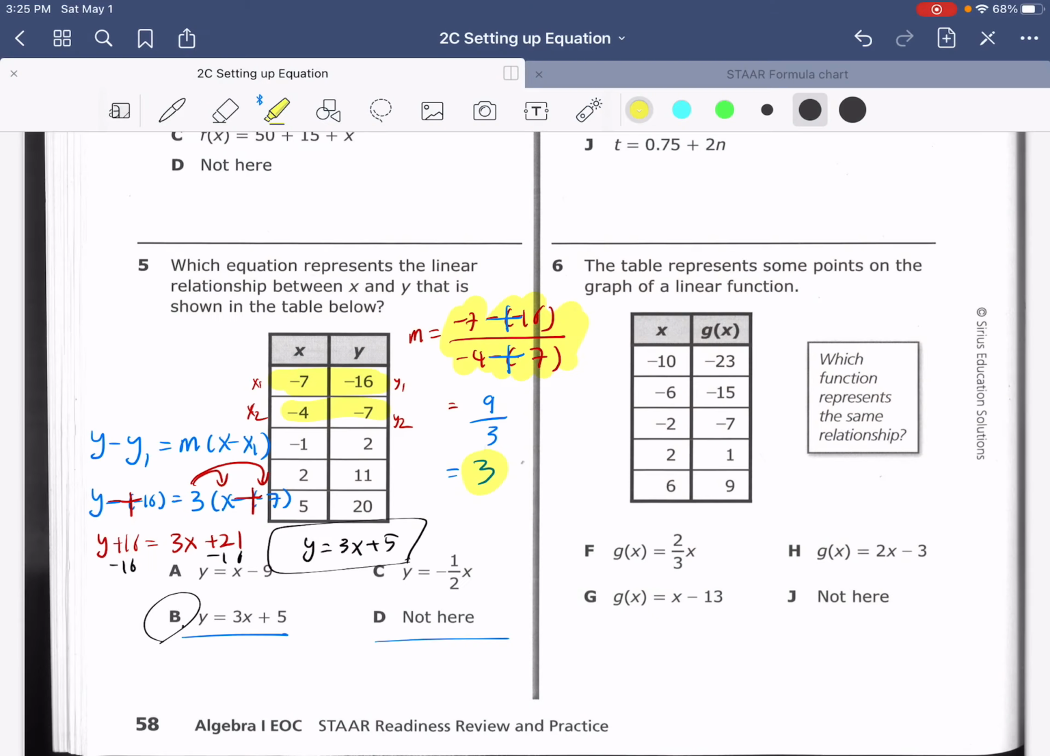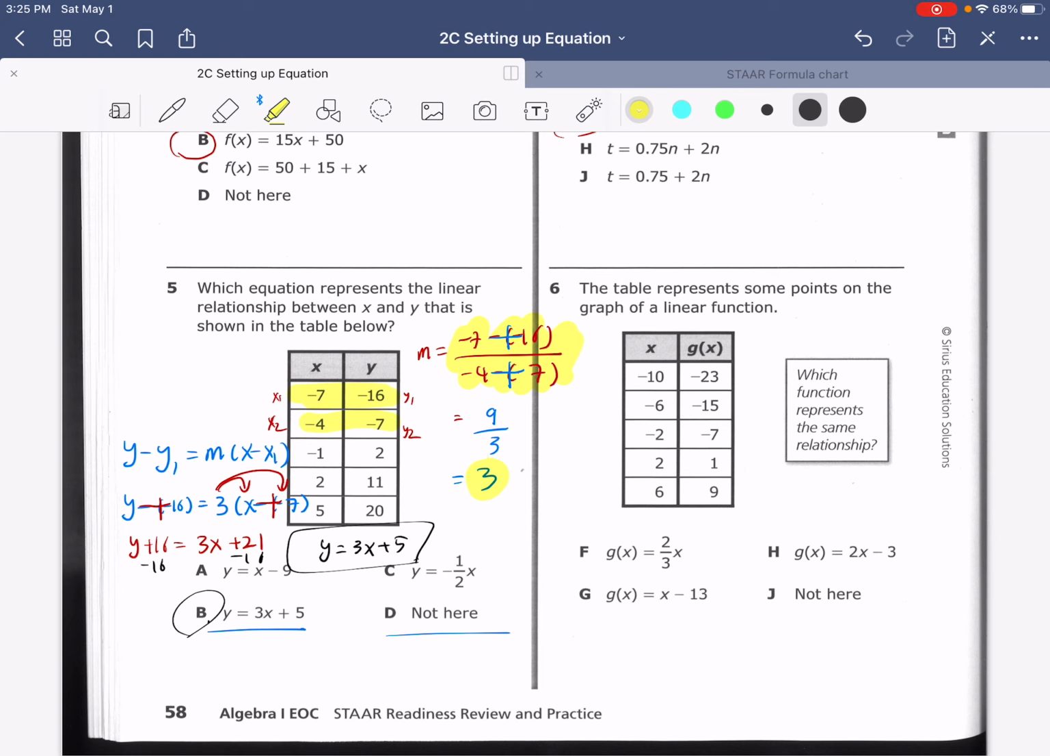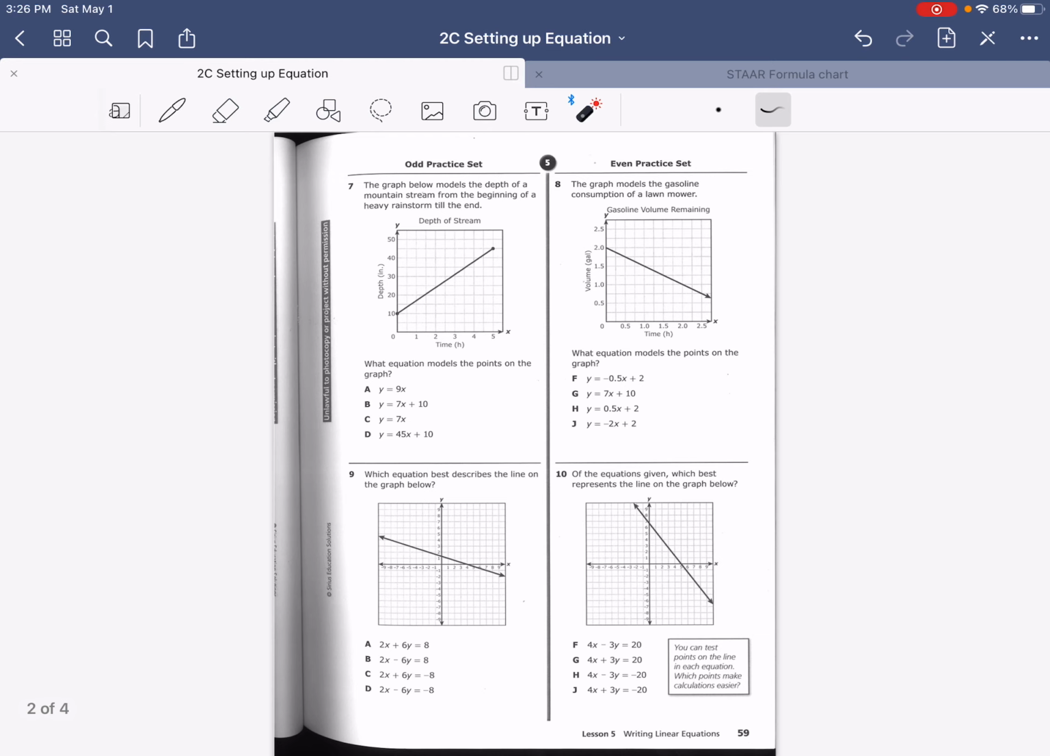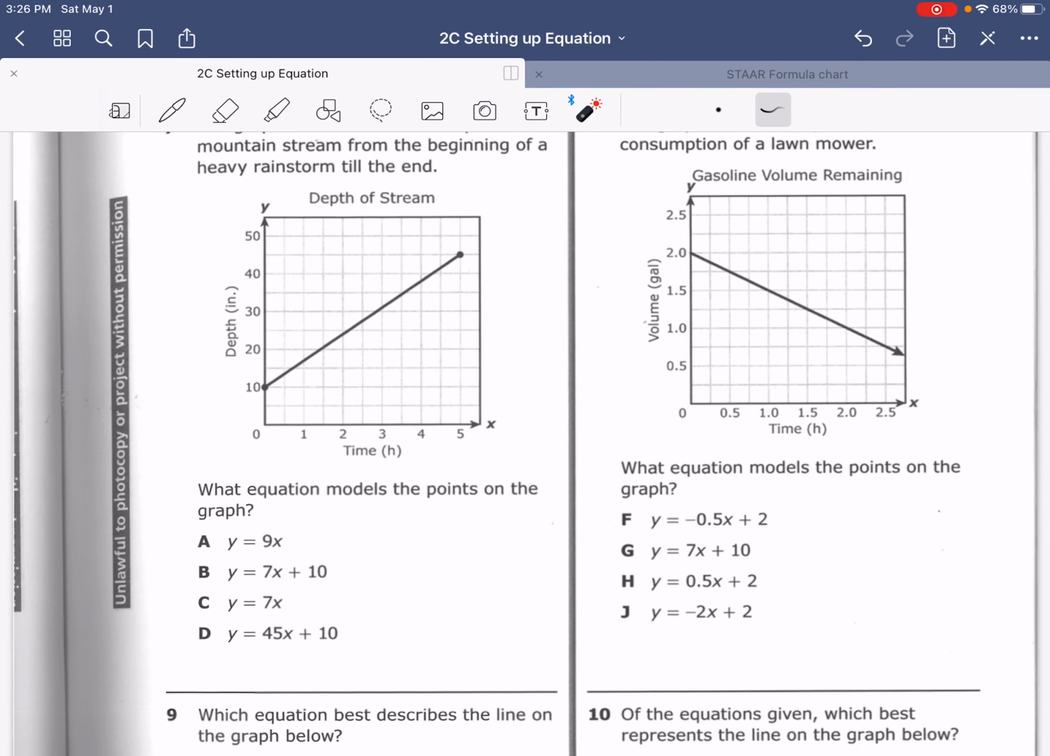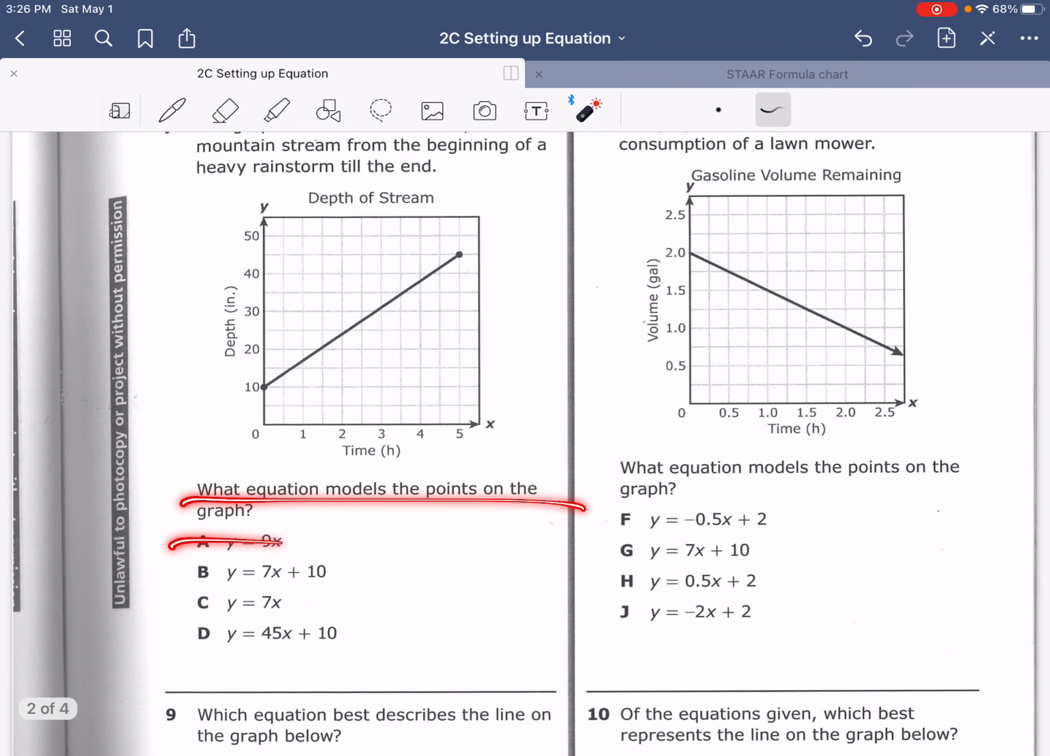So try question number 6 by yourself. You can do it by graphing, or you can use the traditional method like that. Since you have 4 hours in the test, it doesn't hurt to do it like that. All right, let's do question number 7. Which equation models this one?